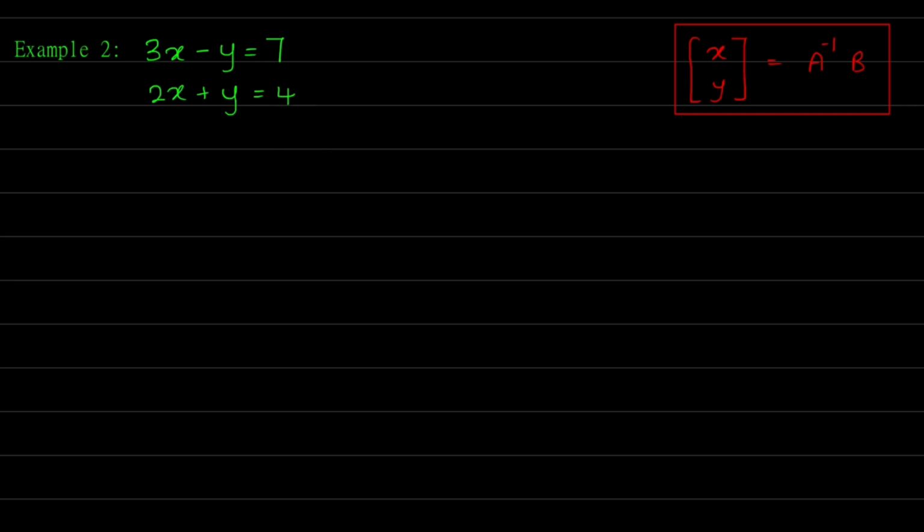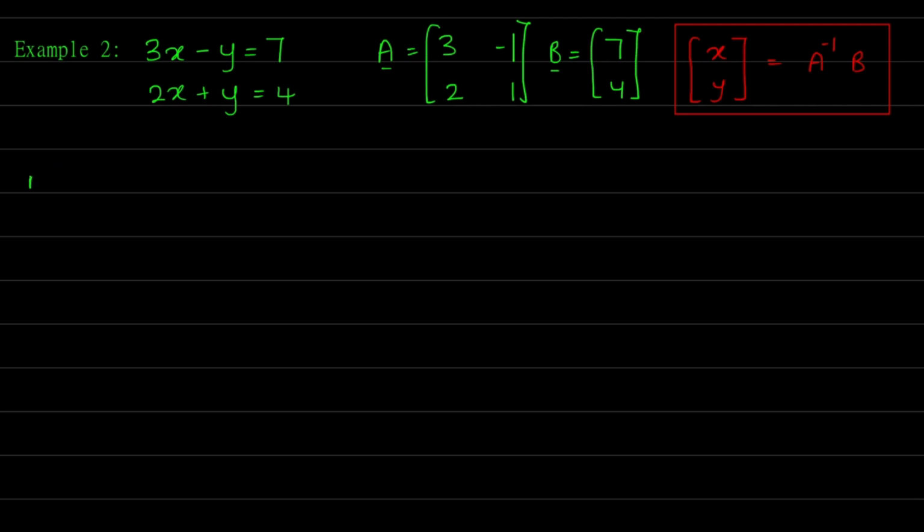And by looking at the equations, we can see they are already in the standard format, and therefore the matrix A is equal to 3, minus 1, 2, 1. And matrix B is equal to 7, 4. With that, we have this previous derivation where the first step is to find A inverse.